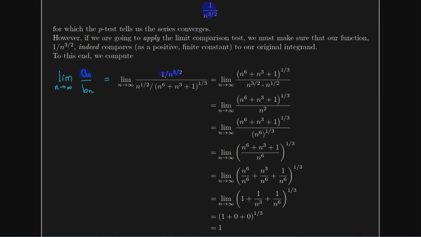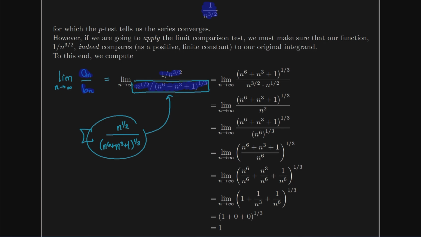So there it is. And then bn, of course, has to be everything in my original sequence. And so I've kind of shoved it all into that denominator. The original series was n to the 1/2 over (n to the 6 plus n cubed plus 1) to the 1/3. So I've just taken this entire term and thrown it in the denominator here. And then I just have to simplify to actually compute this limit.